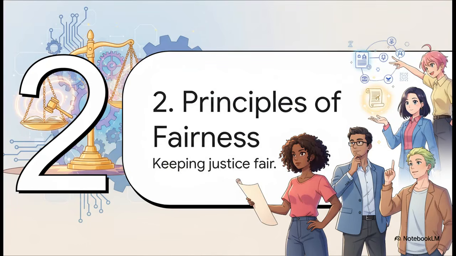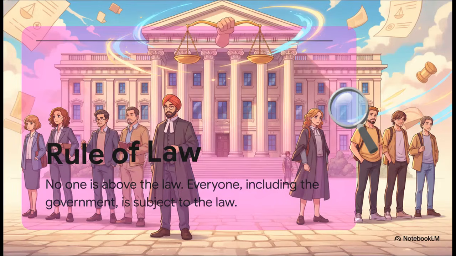Okay, on to Section 2. Now let's look at what holds this all together. These aren't just random rules. They're built on some massive ideas, huge principles, all designed to make sure the system is fair for everyone. The first one, and maybe the most important, is the rule of law. This is the absolute cornerstone of a democracy.